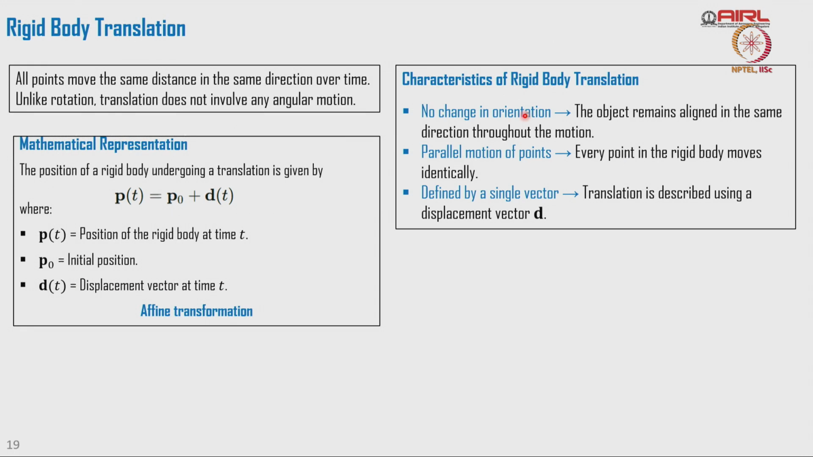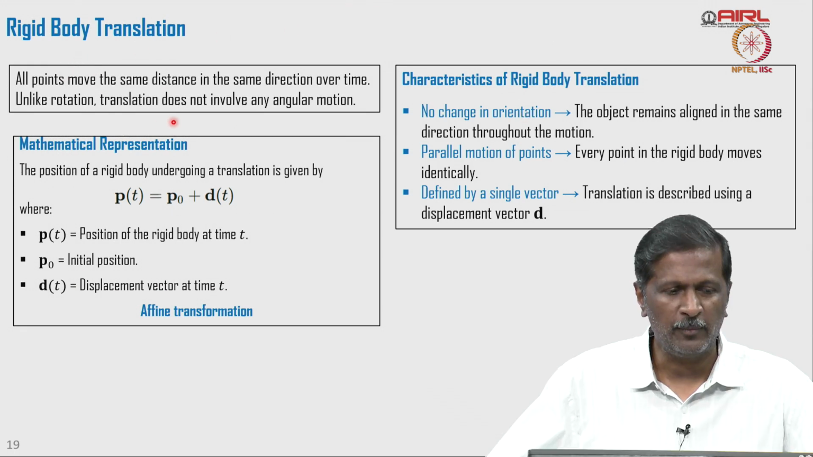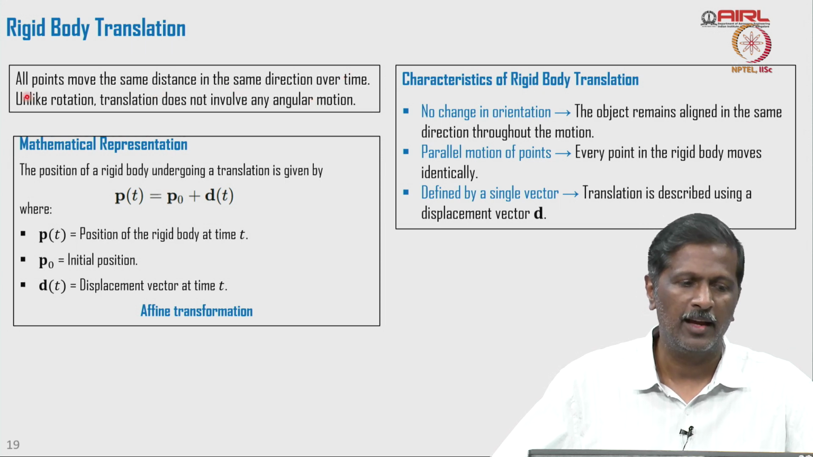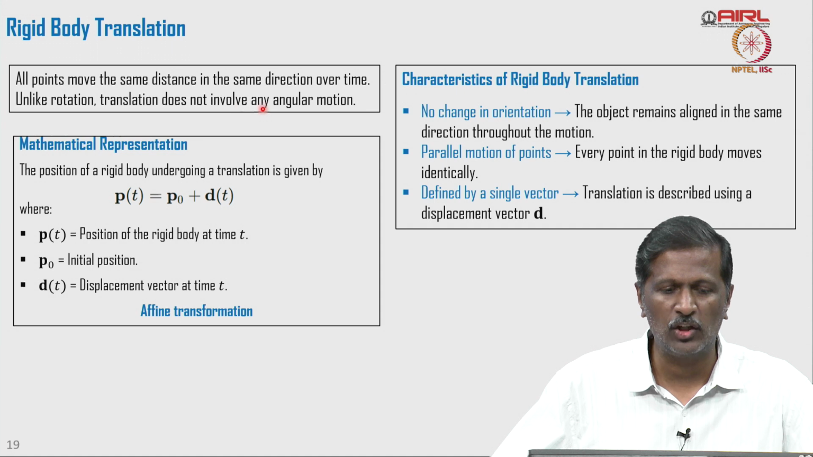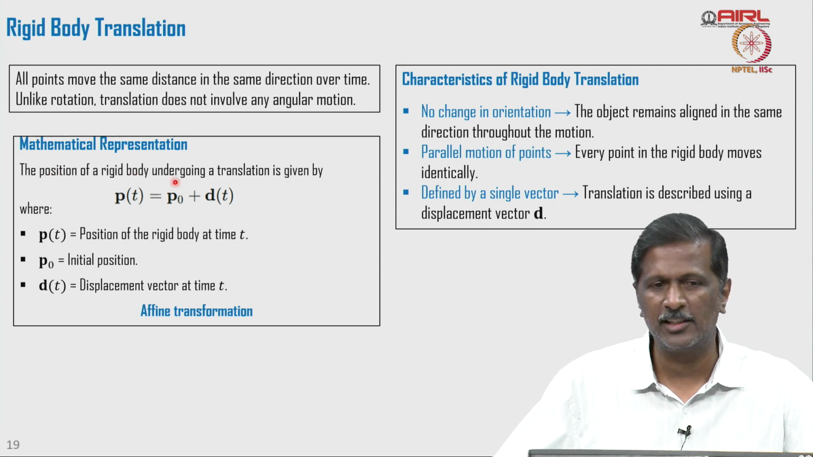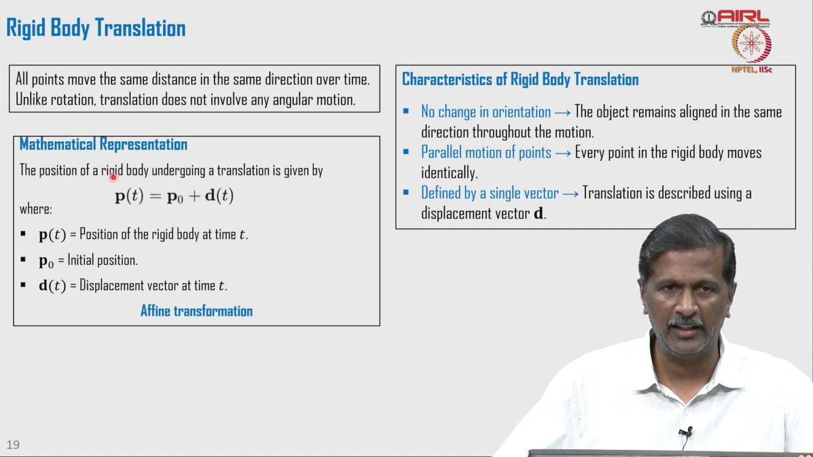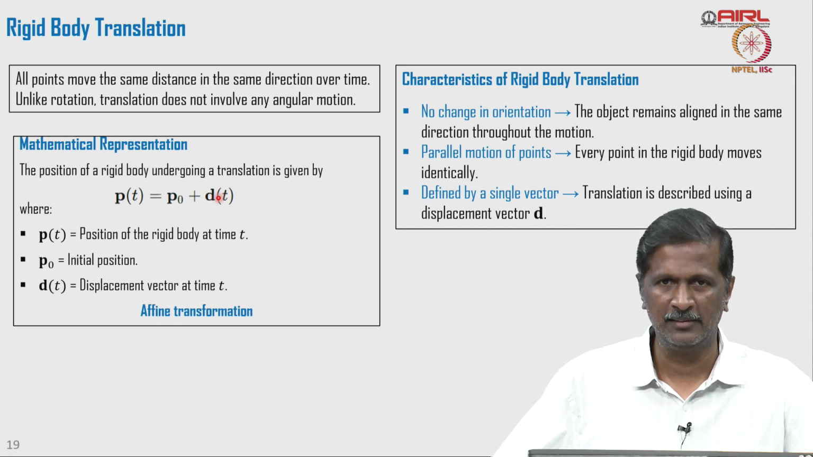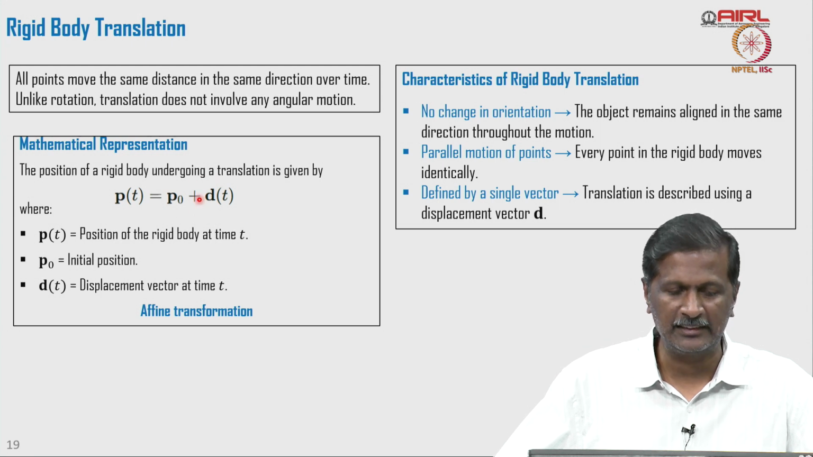Now, rigid body translation. What we know is that all points move the same distance in the same direction over a time. Unlike rotation, translation does not involve any angular motion. If I want to represent this in a mathematical form, the position of the rigid body undergoing translation motion at time t is P of t equals P naught plus d of t. d of t is the distance at time t from the position P naught.